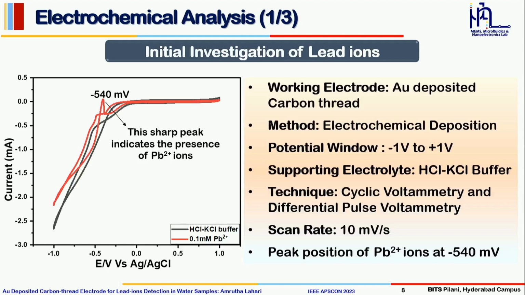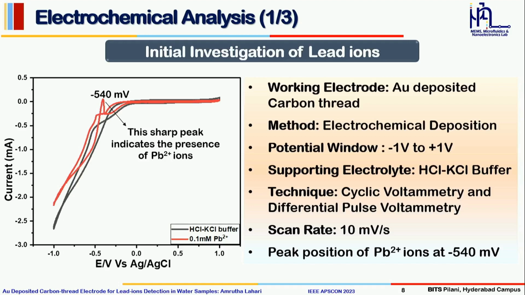These are the parameters we took. The working electrode is Au deposited carbon thread. The method of preparation is electrochemical deposition, and the potential window we initially took was from -1 to 1 volt. Regarding the supporting electrolyte, there is a specific reason why we took KCl-HCl buffer instead of the conventional phosphate buffer solution at pH 7. Maybe I'll speak about that in the next slides.